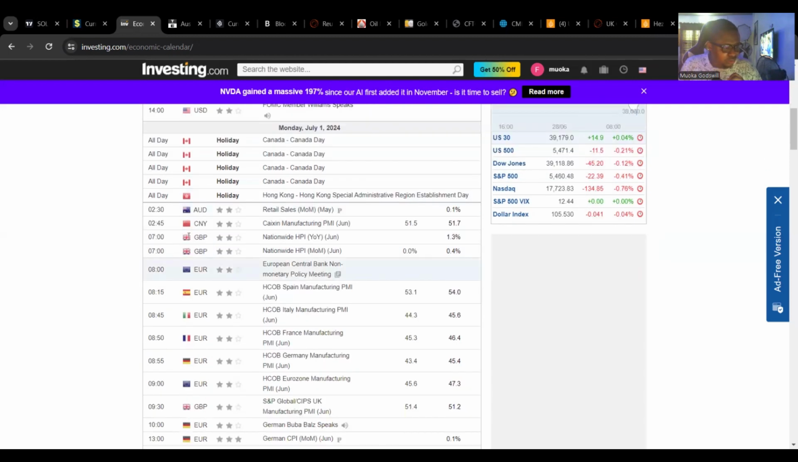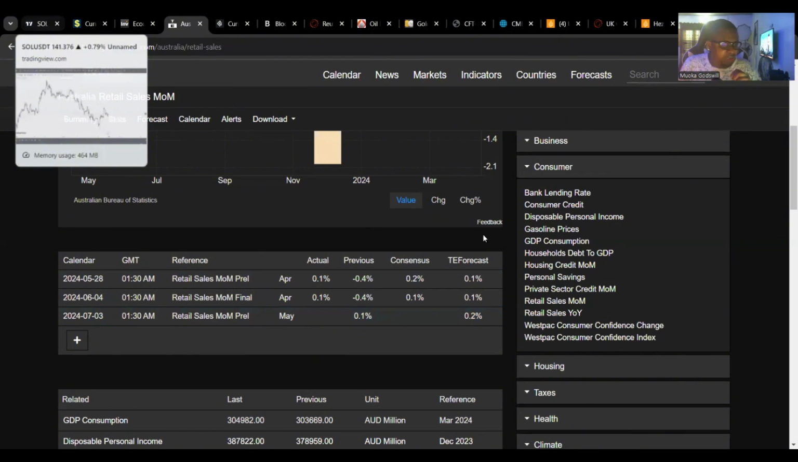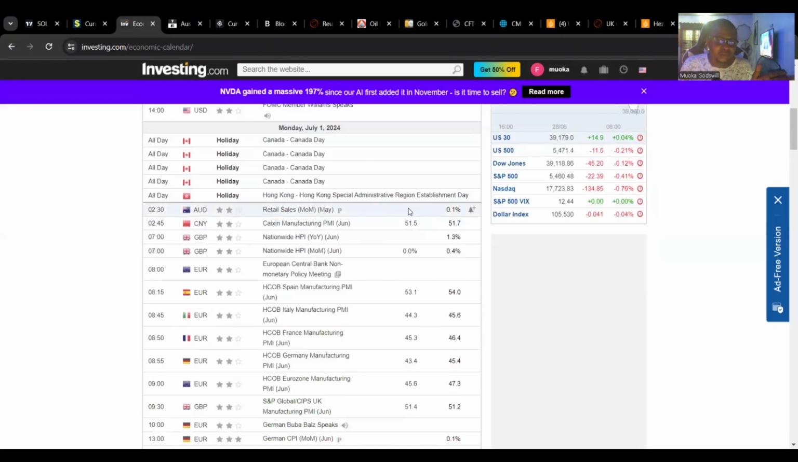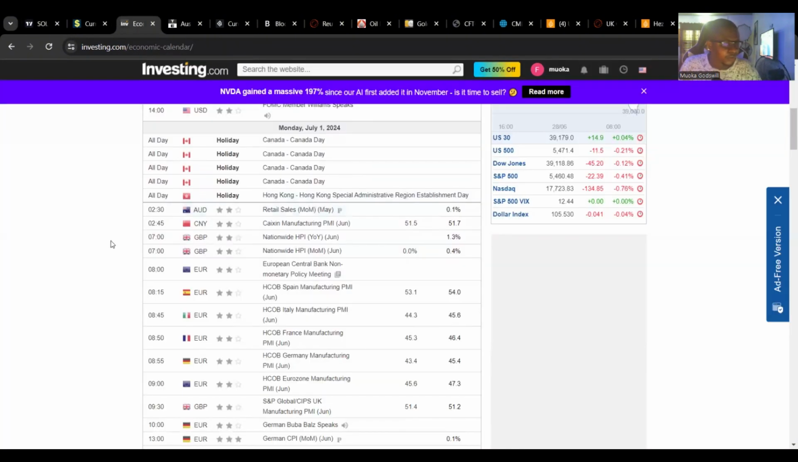On Monday as well, we have retail sales from AUD, which, from the forecast on Trading Economics, is expected to increase from 0.1 to 0.2. But we have not seen any expectation from investing.com, which is the website I'm using for my economic calendar. The 0.2 expectation is inflationary for the Australian dollar, and there are expectations from the Reserve Bank of Australia to hike rates, and the bond yields have been appreciating a lot, which is a good measure of market sentiment as well.